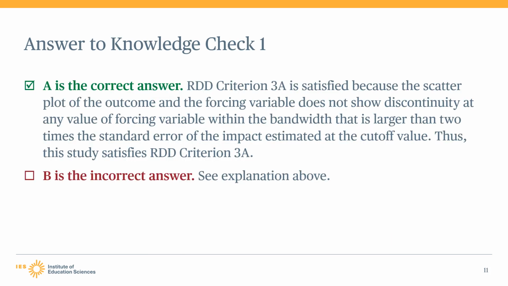The correct answer is A. Based on the graph provided, RDD Criterion 3A is satisfied because the scatter plot of the outcome and the forcing variable does not show a discontinuity at any forcing variable value within the bandwidth that is larger than 2 times the standard error of the impact estimated at the cutoff. Thus, this study provides graphical evidence of continuity in the outcome forcing variable relationship.